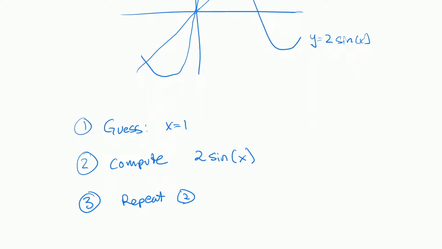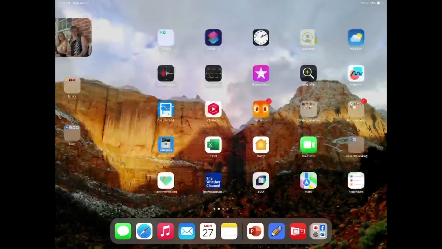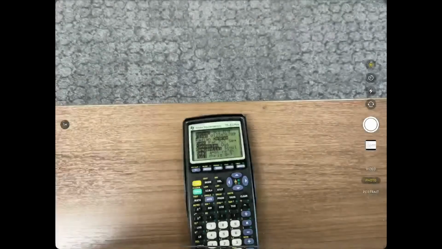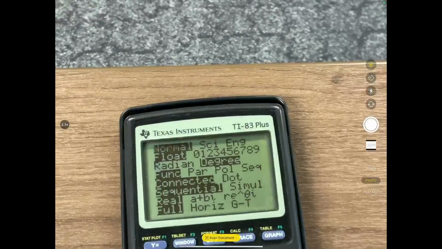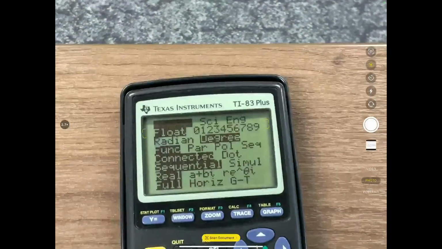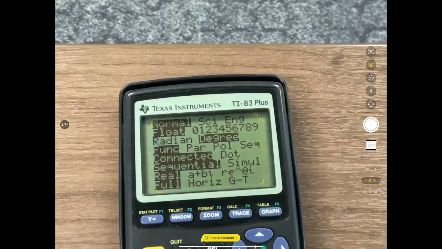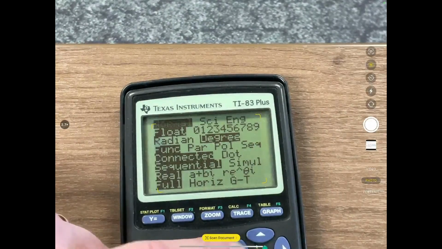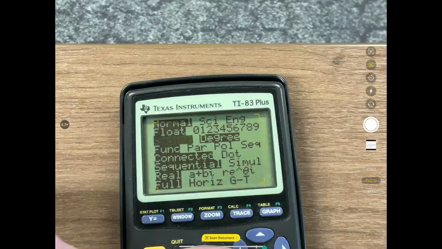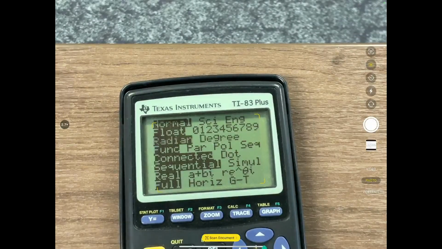We want the mode. I'm glad I checked on this calculator. I'll show you why. Let's see, where is my camera? There it is. Okay, so you can see that my mode is not set to degree or radians. So make sure your mode is set to radians. Whoops. There we go. Enter. There. So you want your mode.